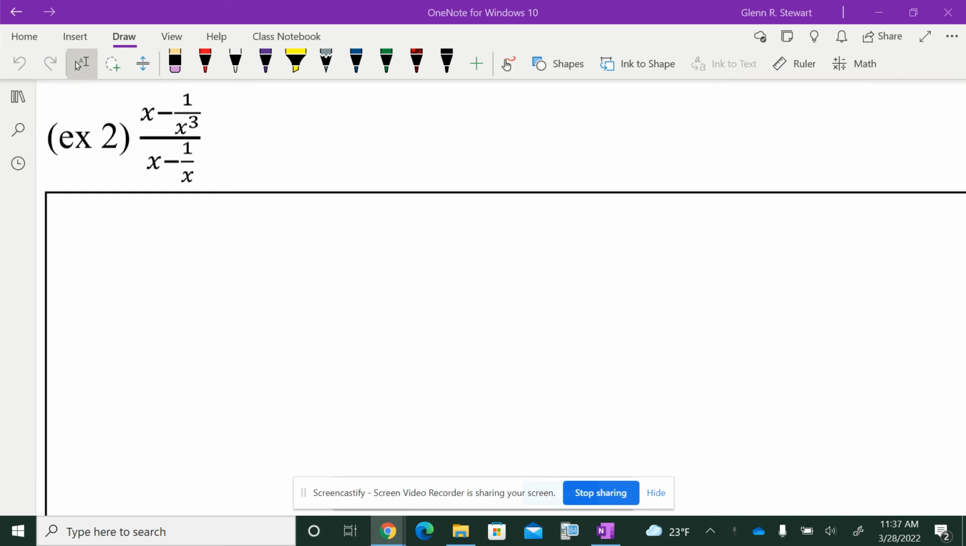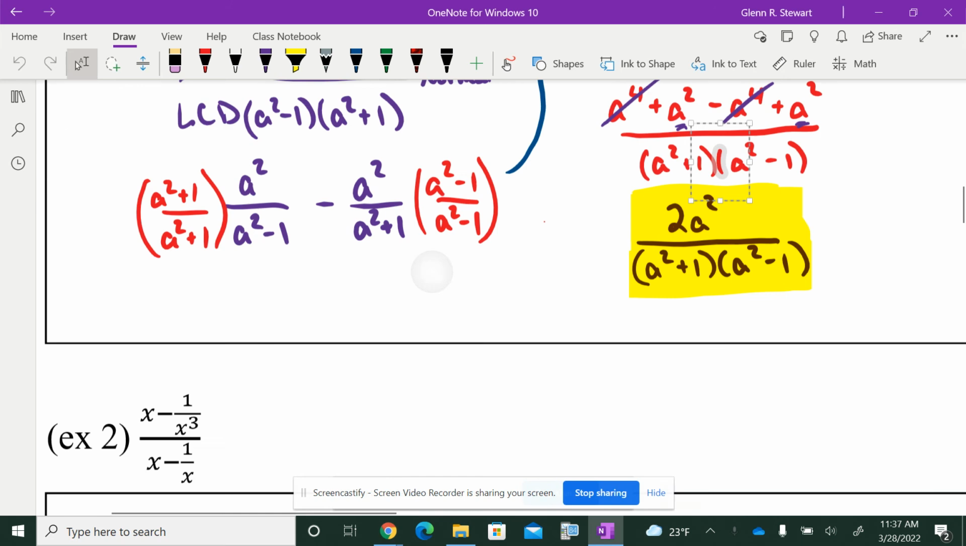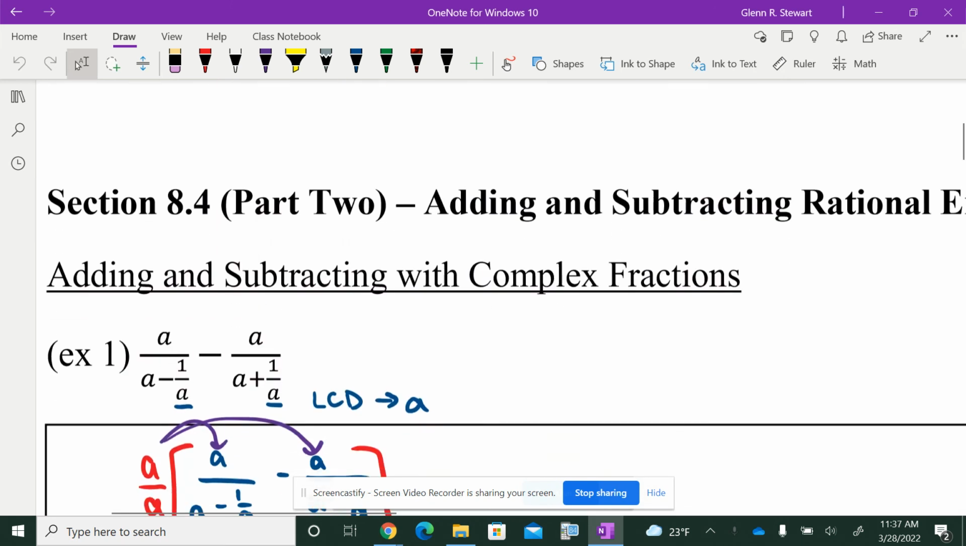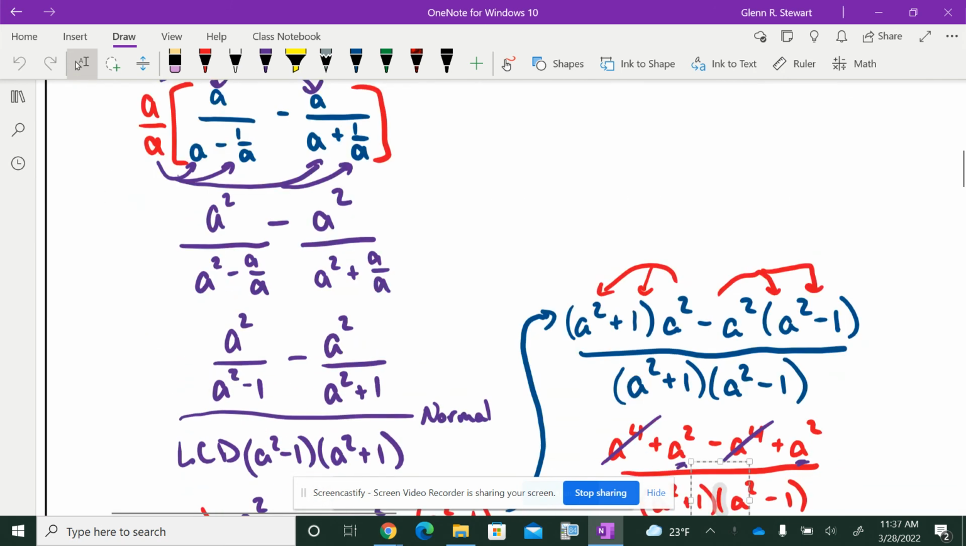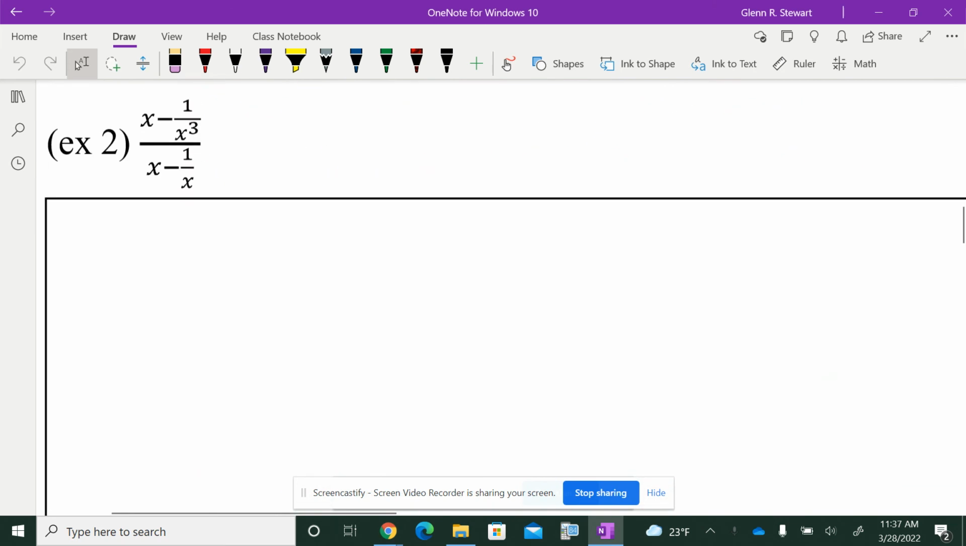Okay, I guess this is recording. So these are the notes, part 2, adding and subtracting rational expressions. We're talking about complex fractions and example number 2. So I'm live in class today.